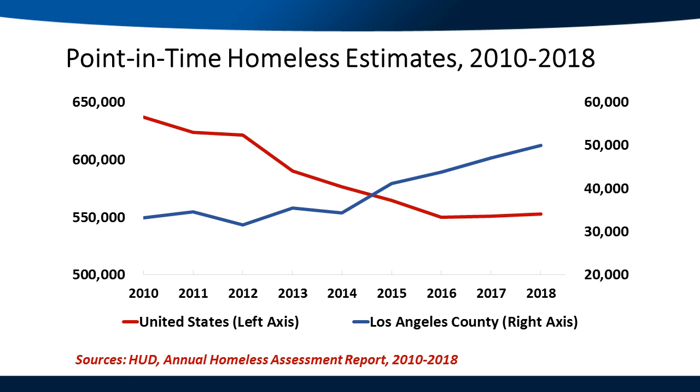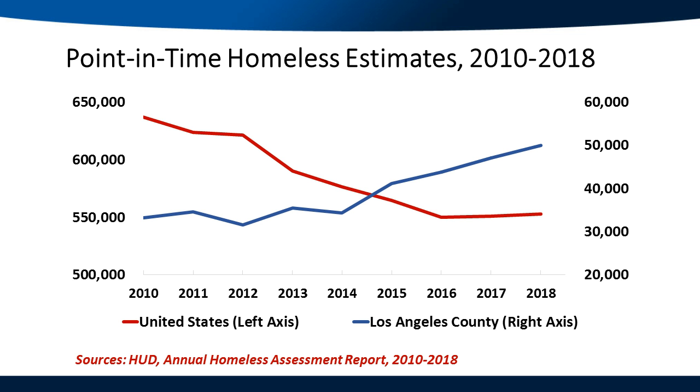So let me get started with a little bit of background of why this is important, particularly in Los Angeles County. Some of you may be familiar with the point-in-time estimates of homelessness that are released every year by the Housing and Urban Development Department. As you can see, the two lines in this graph, the red one is for the United States, the numbers are on the left axis, and the blue line is for Los Angeles County, and the point-in-time estimates are on the right axis.